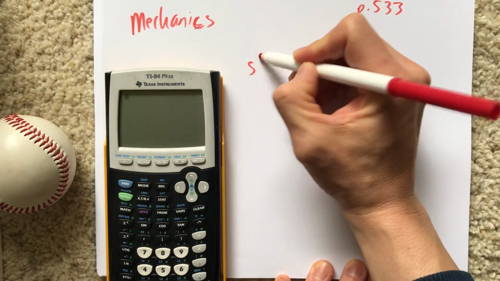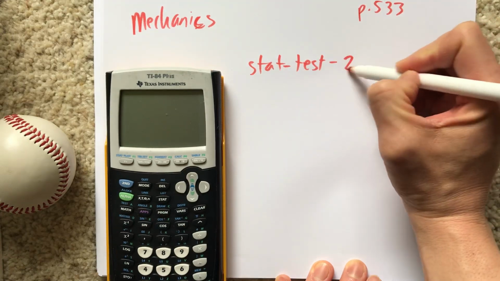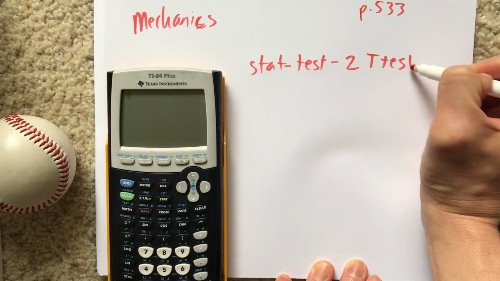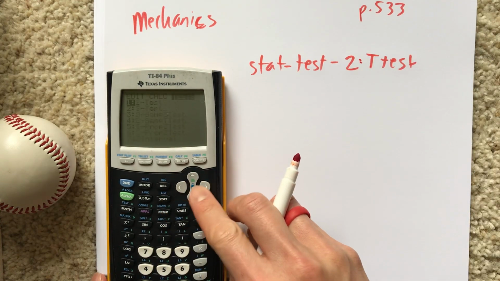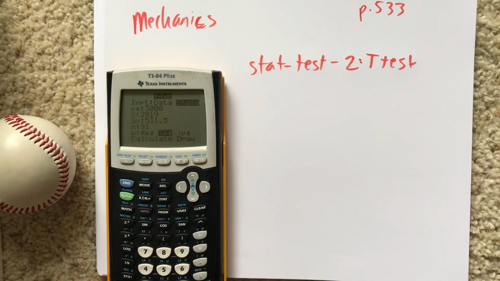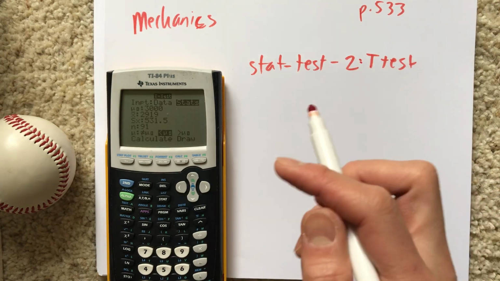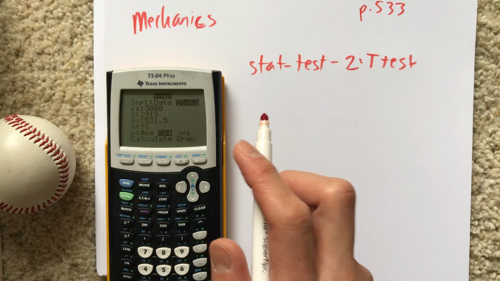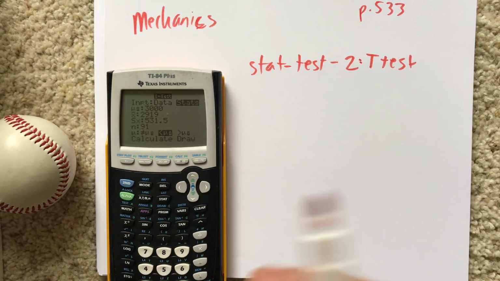Okay, so you're gonna go to stat, test, and I believe it's the second option, 2, where it says t-test. Stat, test, t-test, and then it's going to ask you for data or stats. Data is the one on the left, where you have the raw data and you input that into a list. We don't have that for this question, so we're going to use stats.